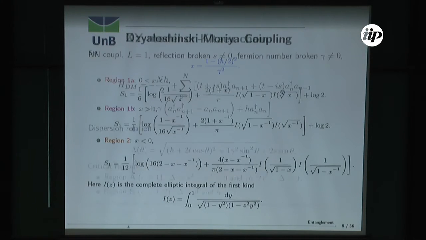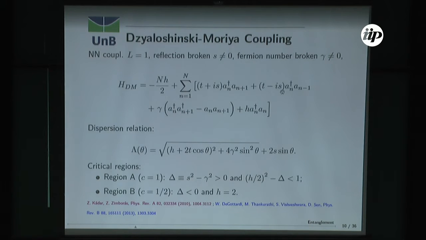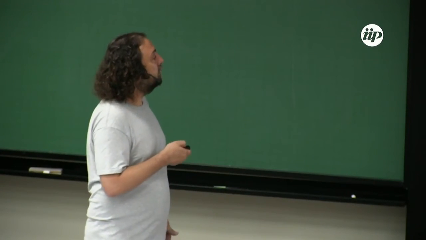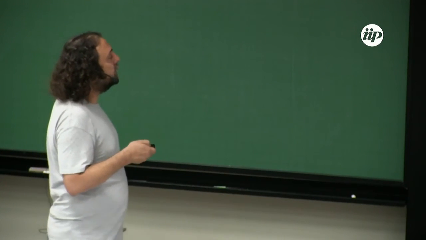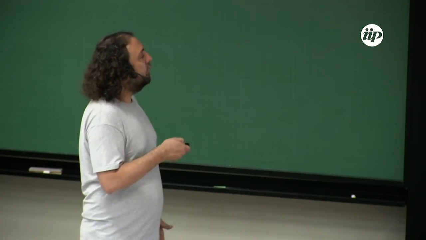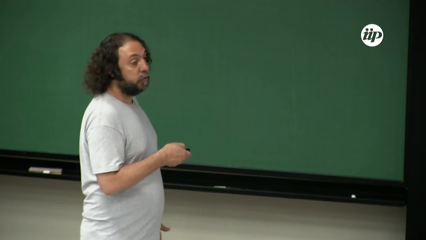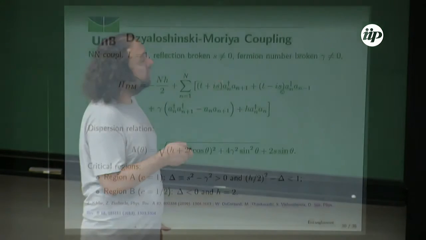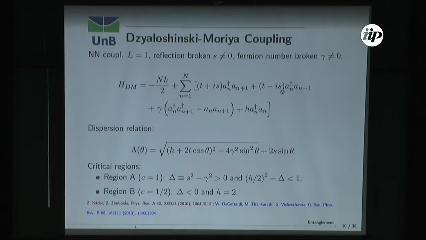Now, there is a generalization of this, which is adding complex coupling to the hopping terms, the Jalodziński-Moriya coupling, next-nearest-neighbor coupling, L equal 1, but now I added this term to the hopping term, so the hopping term is complex. And reflection symmetry is broken.